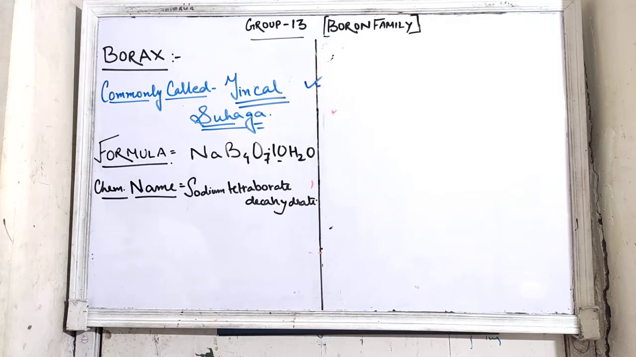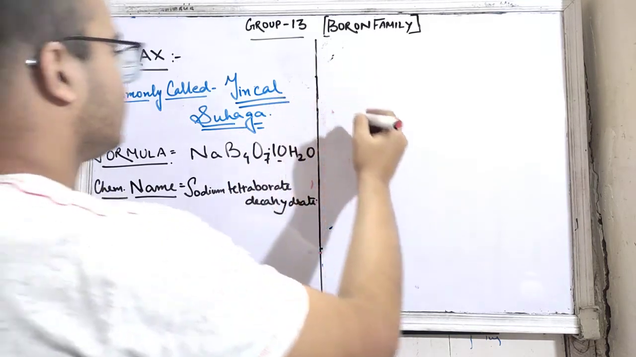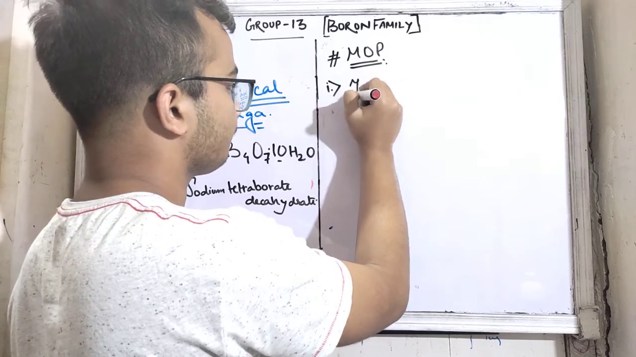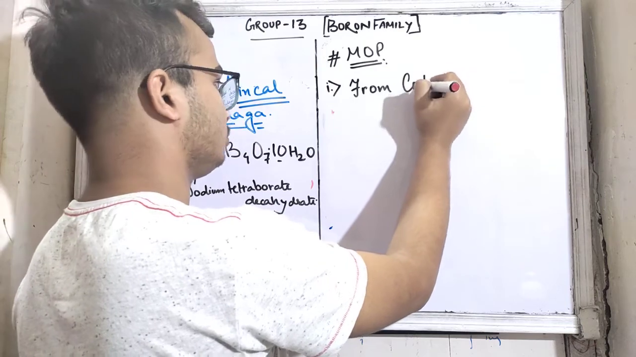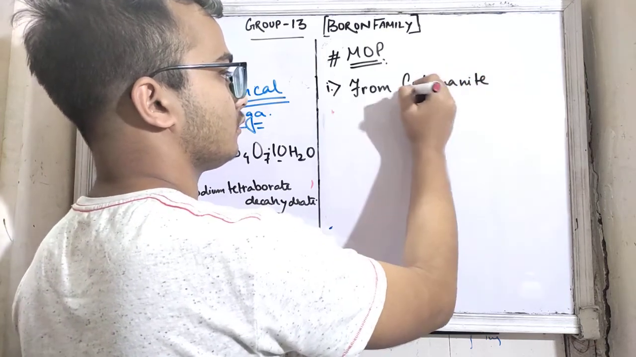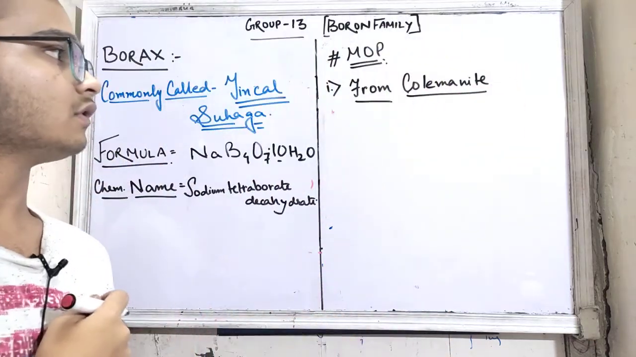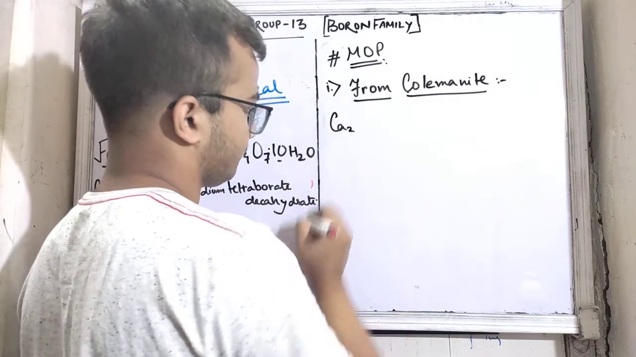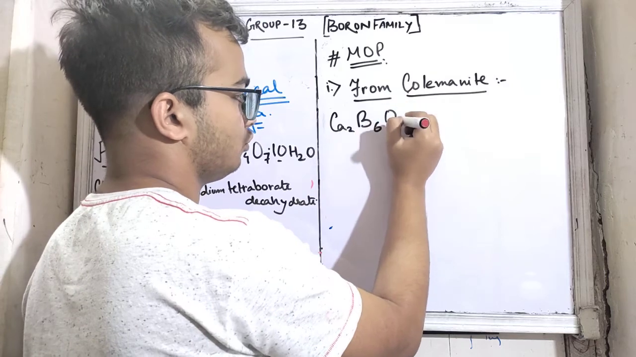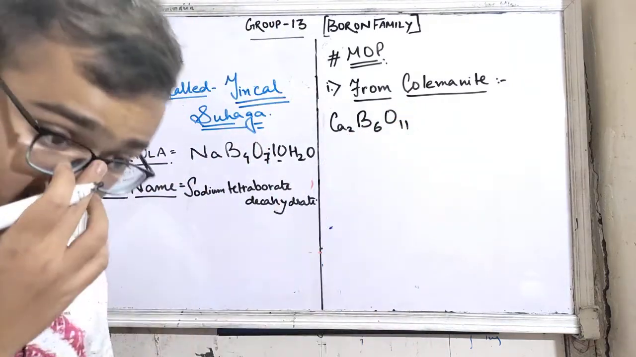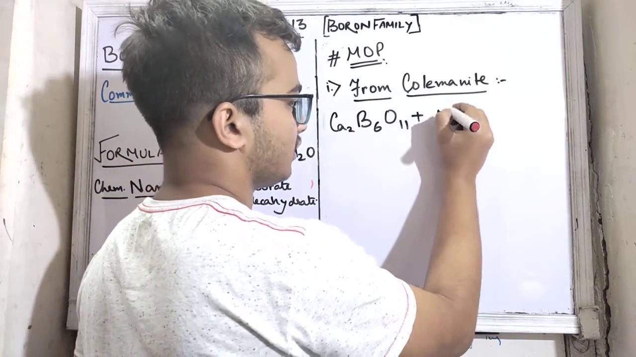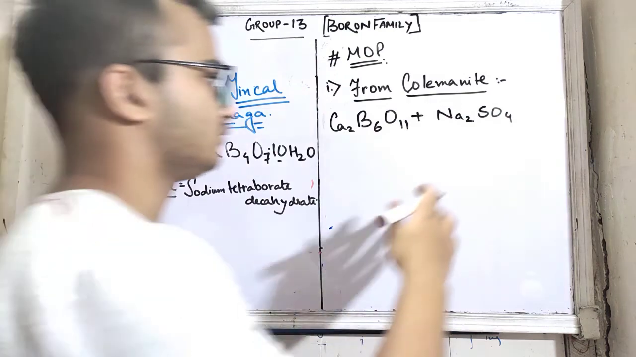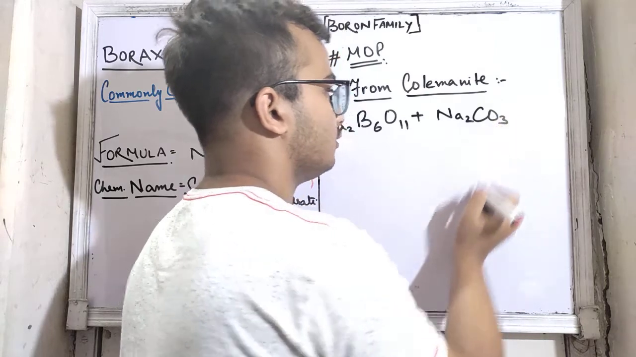After this we will come to the method of preparation of borax. I am writing method of preparation as MOP. The first and foremost is from colemanite. It is Ca2B6O11. This is colemanite. Now colemanite, when you treat it with Na2CO3, I'm sorry, this is Na2CO3, sodium carbonate.